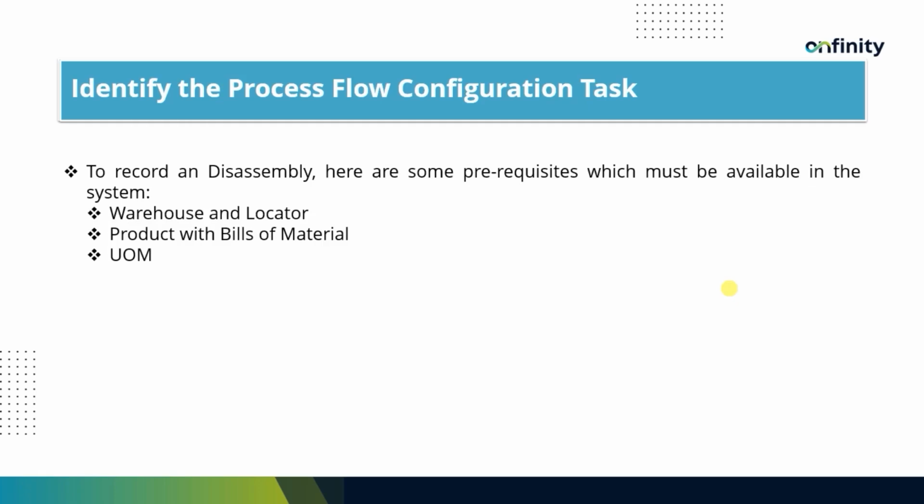Next, let's identify the process flow configuration tasks that are necessary for performing a disassembly. To record a disassembly, here are some prerequisites which must be available in the system. You need to have a warehouse and locator defined and product with a bill of material, abbreviated as BOM. The bill of material essentially represents the components that will be extracted from the finished good. In our example, that would be the desktop. Finally, a valid unit of measure, or UOM, must also be defined in the system.